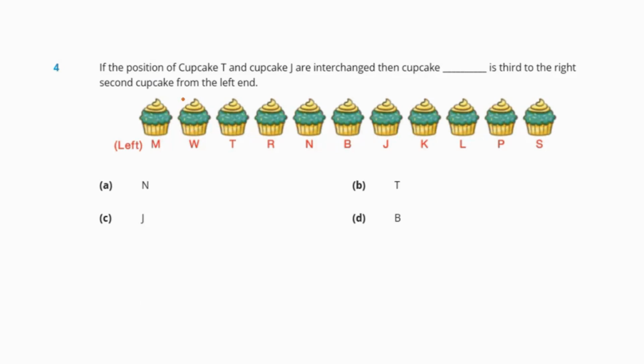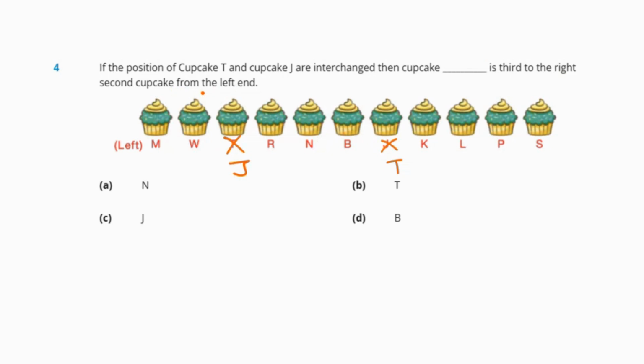Next. If the positions of cupcake T and cupcake J are interchanged, then which cupcake is third to the right of the second cupcake from the left? This is a position question. First, cupcake T and cupcake J have to be interchanged. So instead of T, I'm writing J, and instead of J, I'm writing T, because they are interchanging their positions. Now, we need the one third to the right of the second cupcake from the left.